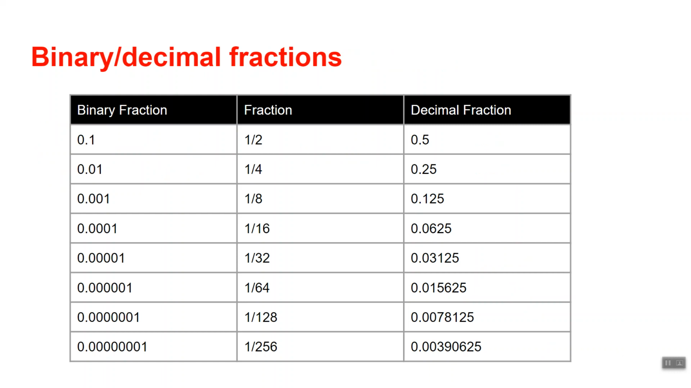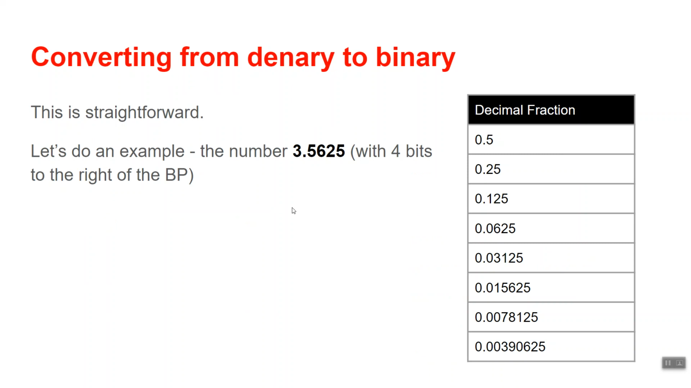So if we want to convert from decimal to binary, if we want to do a binary fraction, it's actually really straightforward. So here is a normal decimal fraction, 3.5625, and we've got 4 bits to the right of the binary point. You should always assume that unless it says otherwise. And I've included part of the table from the previous slide. So how would we do it?